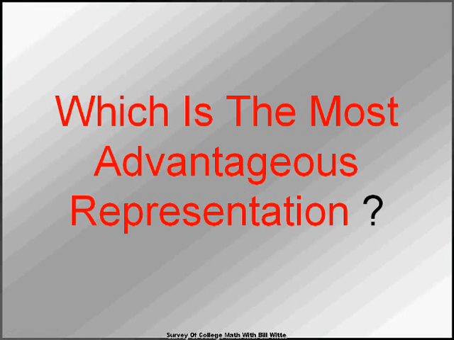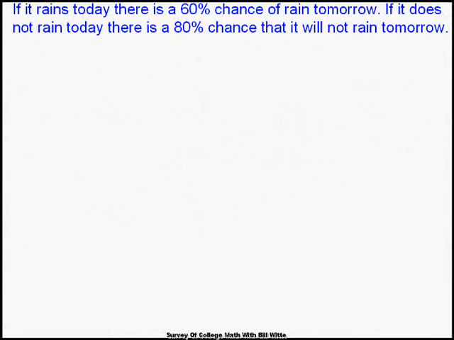Now we've got to start asking which of the 4 methods is going to be the most advantageous representation when we want to start doing more difficult problems. Well, let's start doing more difficult problems. Let's start chaining these states together. That's what's going to happen. We're going to go more than one level. Allow me to demonstrate.